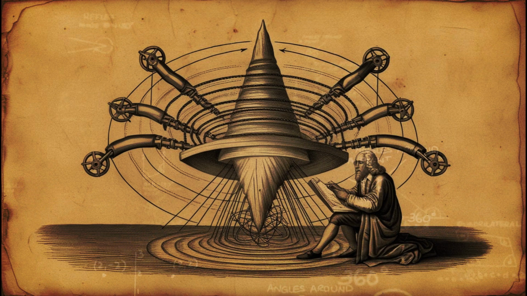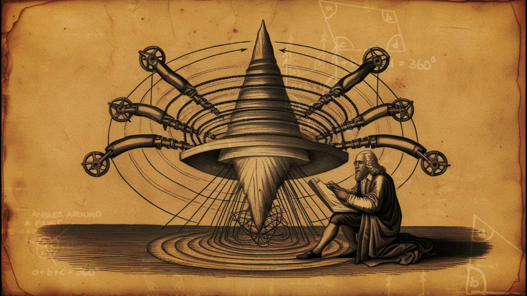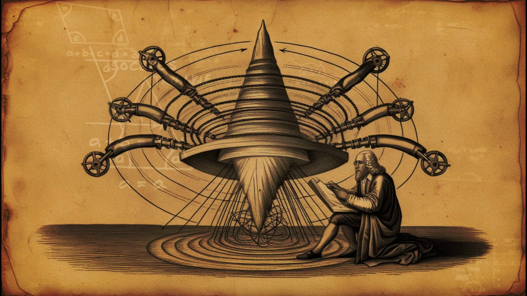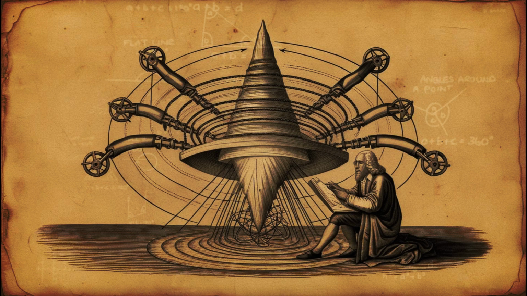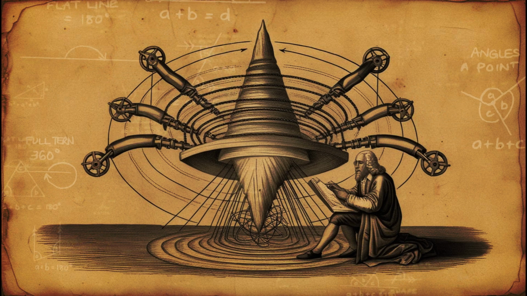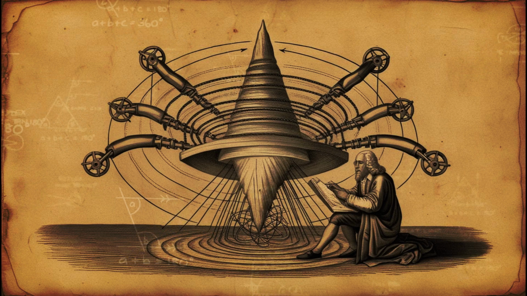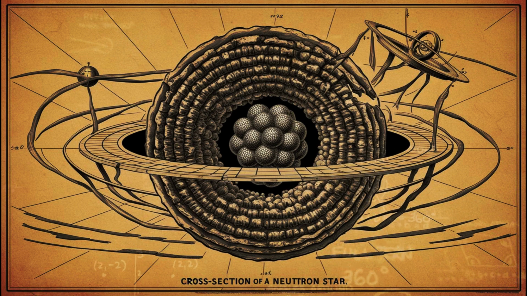Even here, however, something resists total collapse. The neutron degeneracy pressure, a sibling of the electron degeneracy pressure we mentioned earlier, kicks in. Neutrons, like electrons, are fermions. And fermions hate sharing quantum states. So even in this most extreme of environments, there's still a force saying, no closer than this.